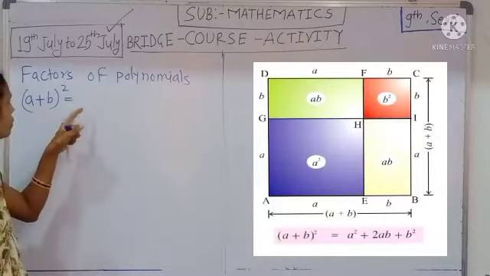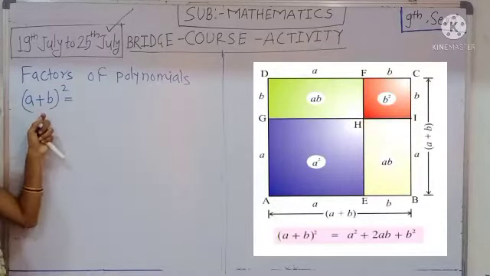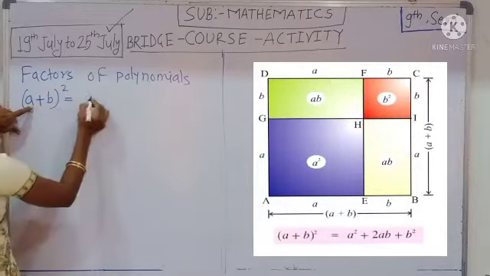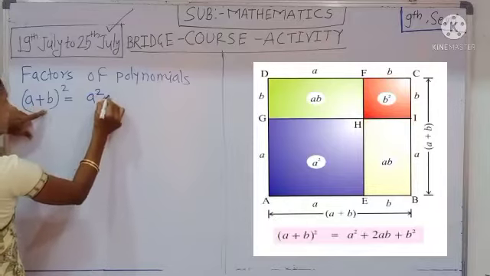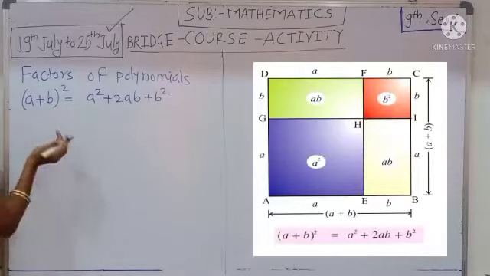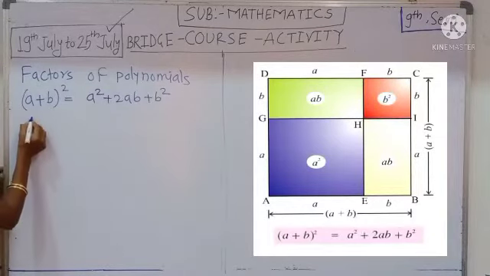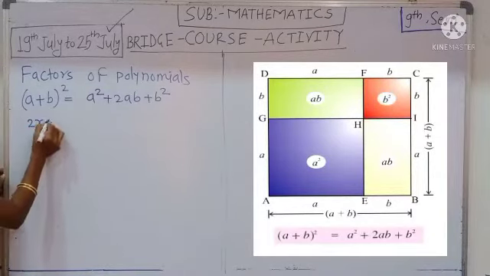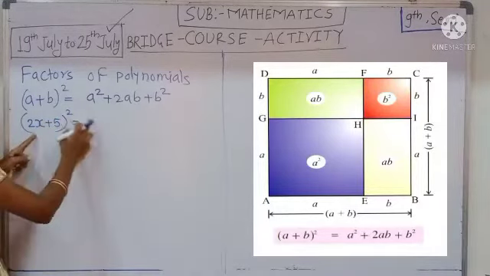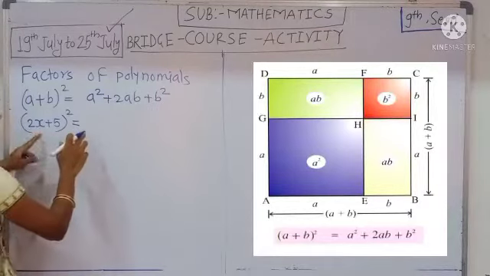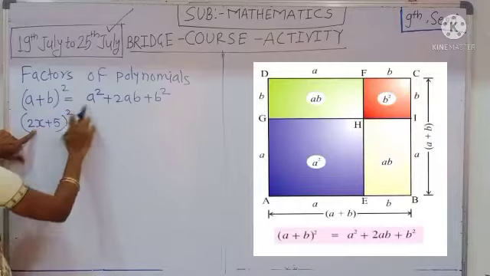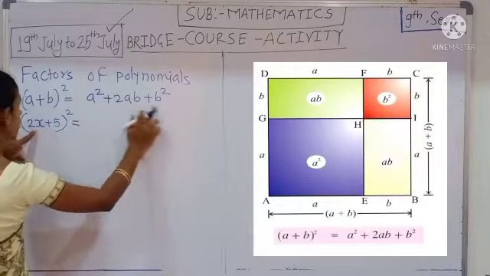Then see here, one type of algebraic expression is (a plus b) whole square. All of you have studied that. You can give the expansion of that algebraic expression, that is a square plus 2ab plus b square. Then similarly, we can write one example, that is (2x plus 5) whole square. Then we can expand this given example using this expansion.